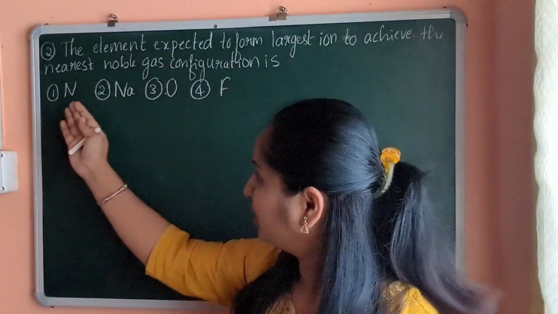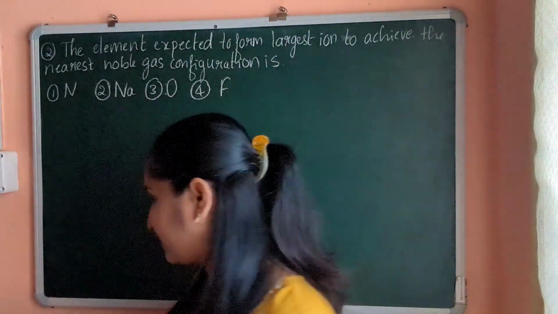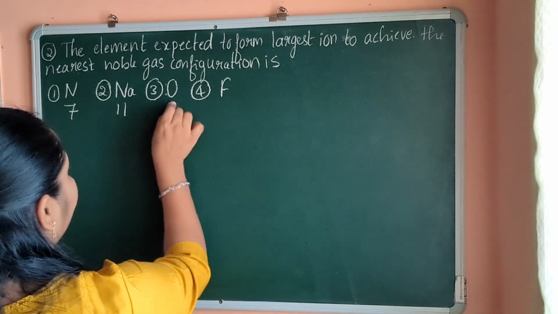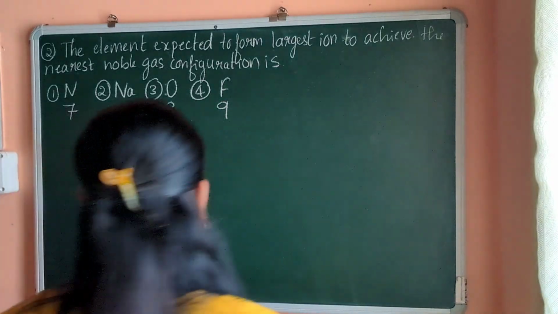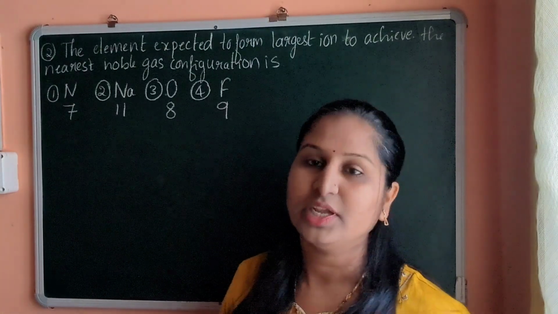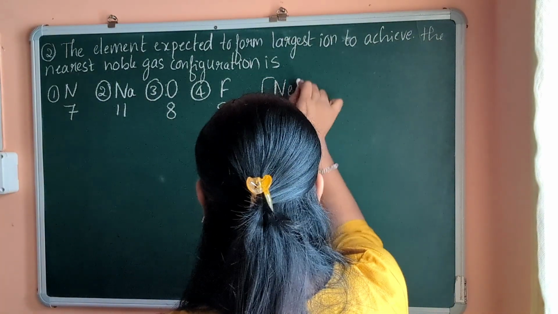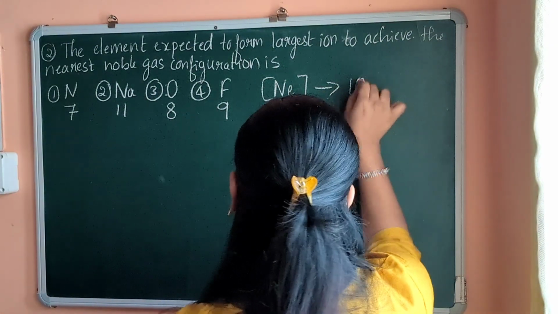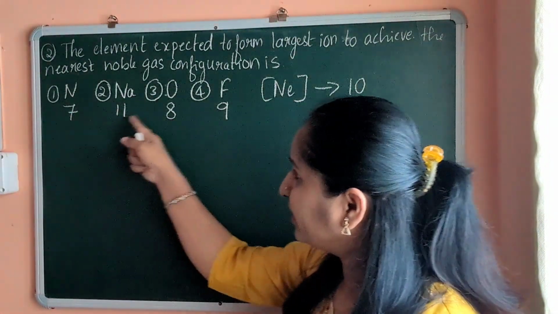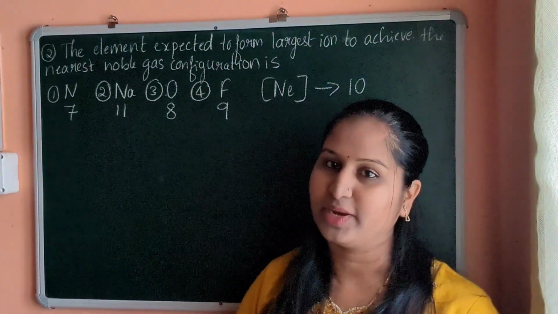Here the elements are nitrogen, sodium, oxygen and fluorine. Let me write the atomic numbers of those elements first. Nitrogen with atomic number 7, sodium 11, oxygen 8, fluorine 9. For all these elements, the nearest noble gas configuration that can be achieved is neon, with atomic number 10, which means the number of electrons is also 10. So all these elements have to obtain this number of electrons to have the noble gas configuration.